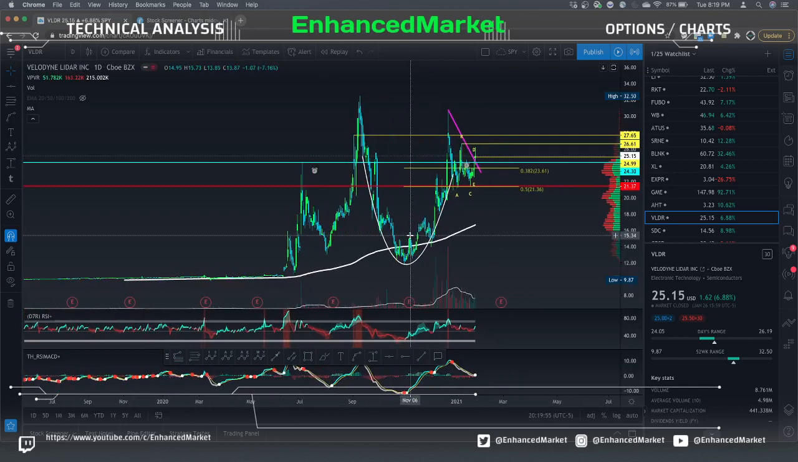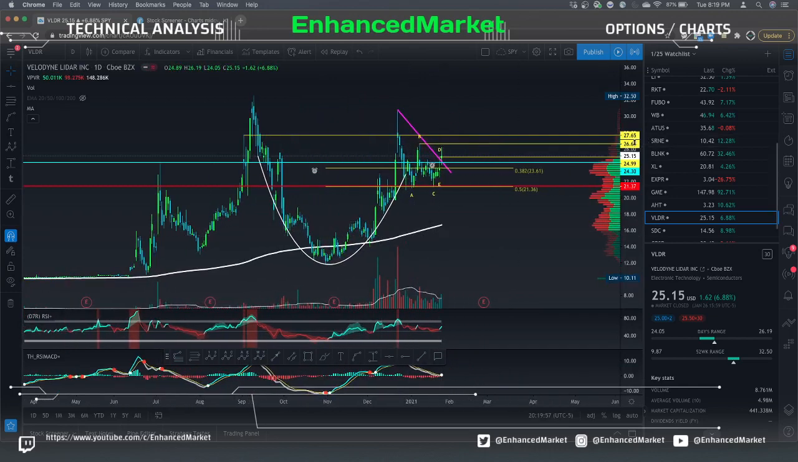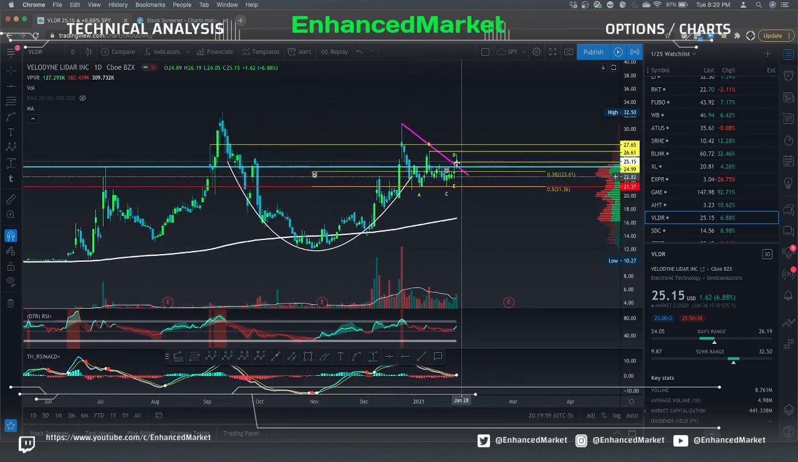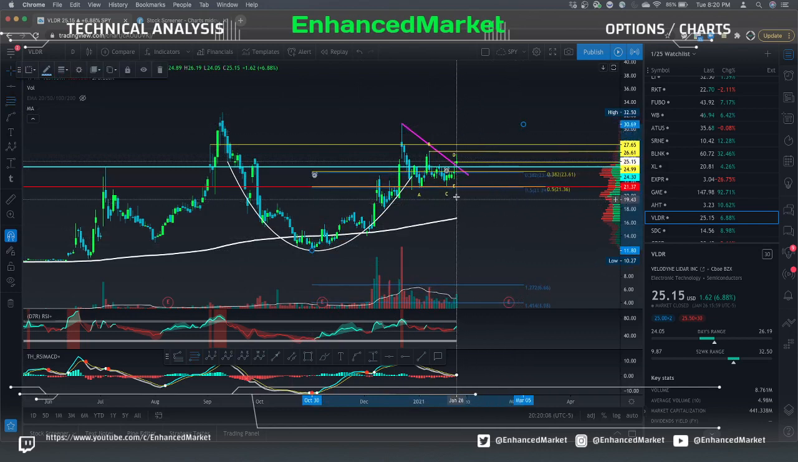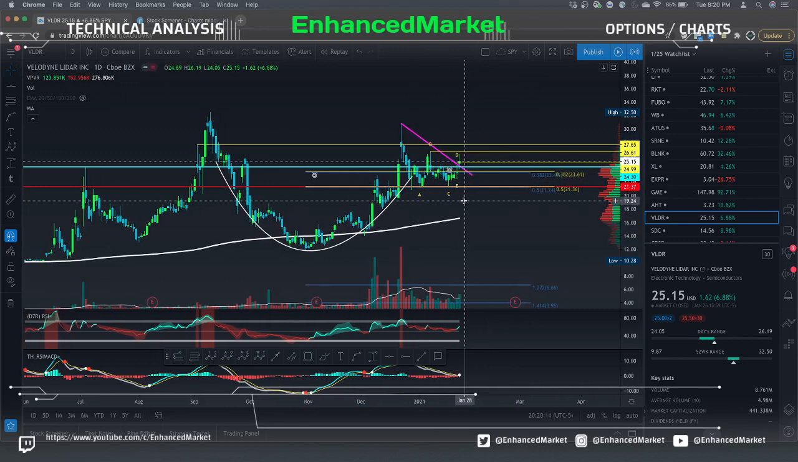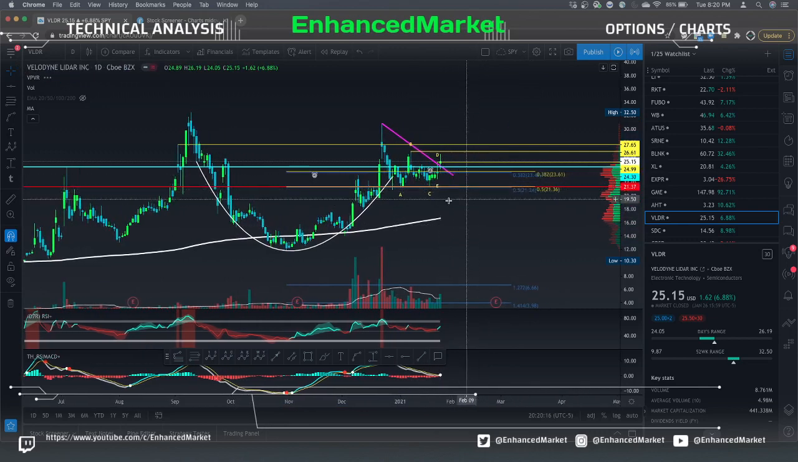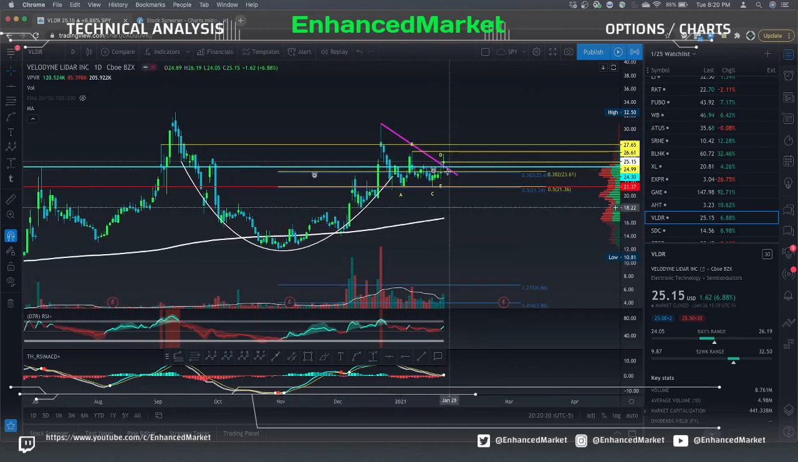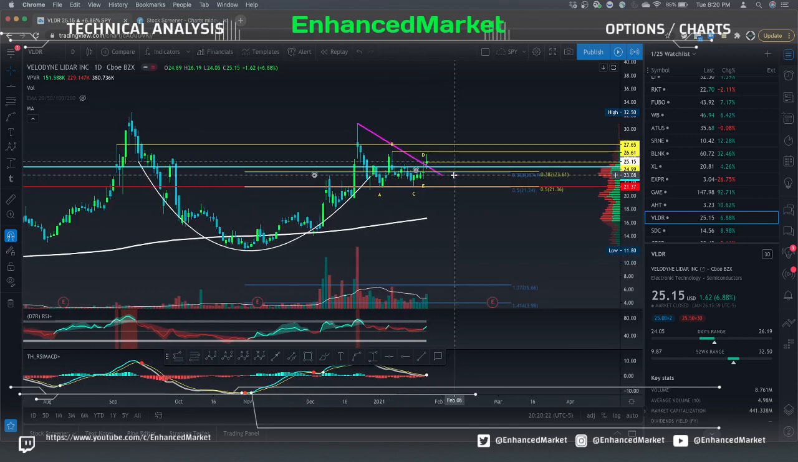I see a cup and handle on the daily. If I take the fib retracements from the bottom of the cup and handle to the top, we bounce twice at this 0.5 level. The 0.5 level is a super important level regarding cup and handles. I can go over some patterns in another video. But it bounced twice, double bottom, and it's also creating an ABCDE correction.